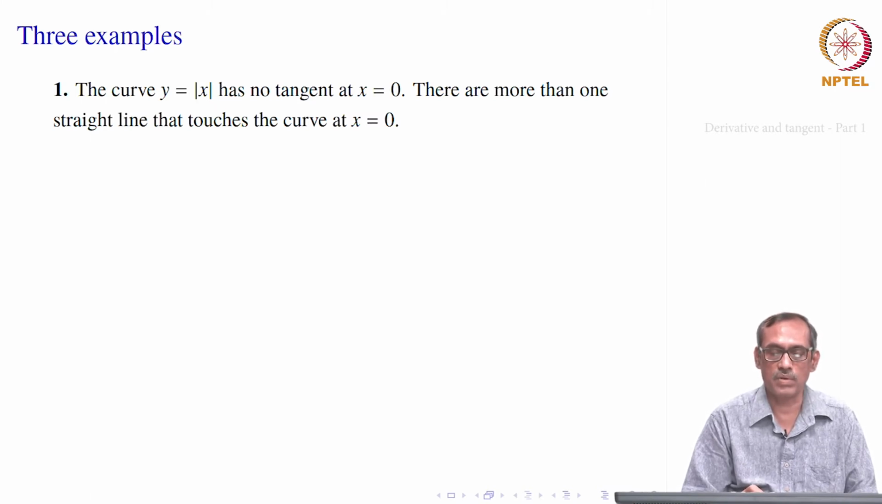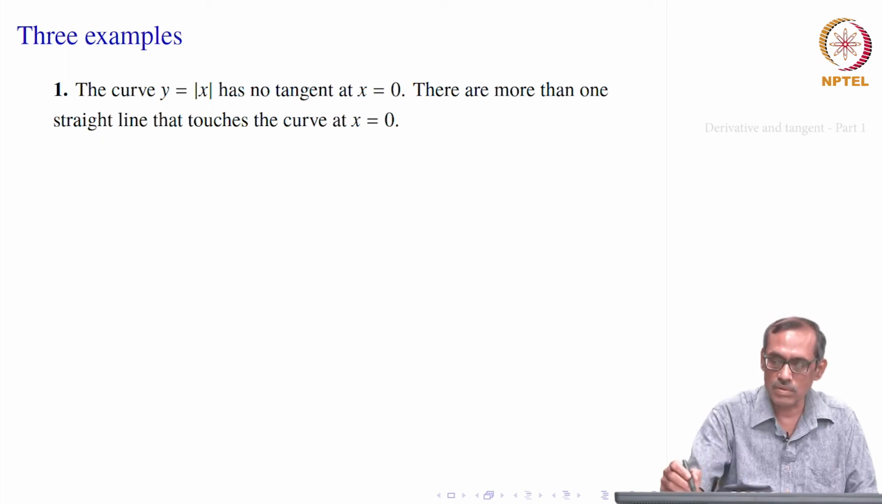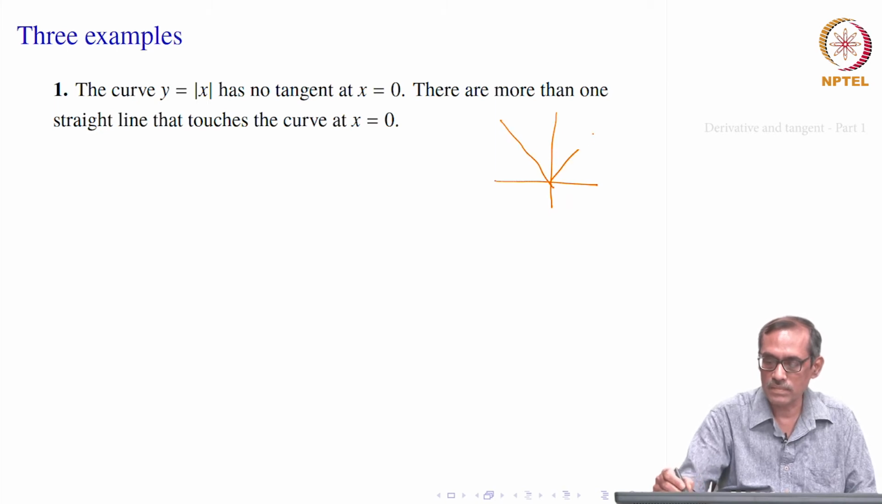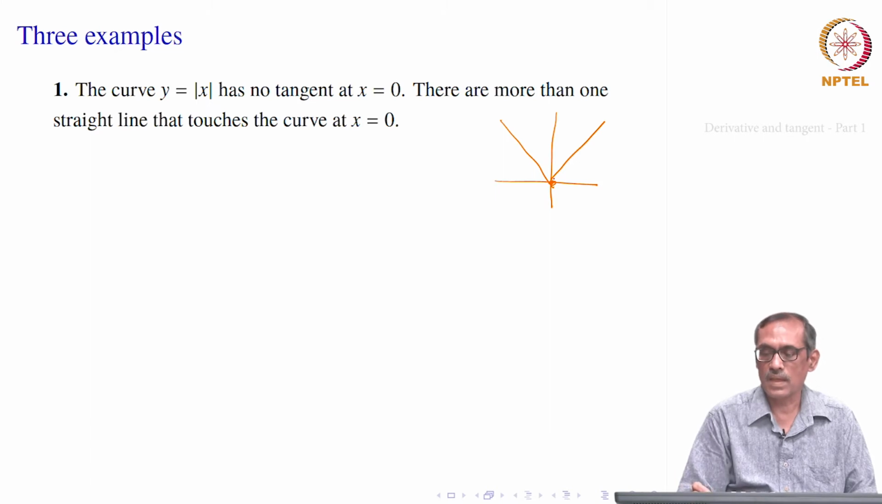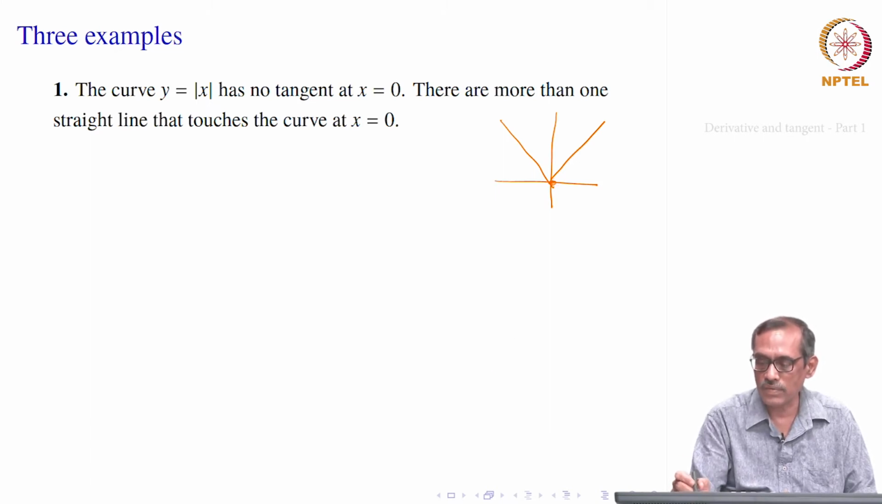Suppose you take y equal to mod x, that is our function. At x equal to 0, you know its graph, it looks something like this. At the point 0, we cannot find one unique straight line which will touch the curve. Of course, one is the x axis, but we could have taken another something like this, and there are infinitely many straight lines we can draw which are touching the curve at x equal to 0.